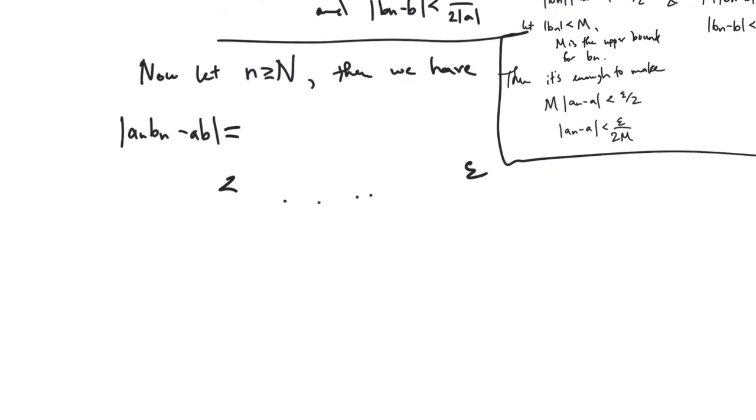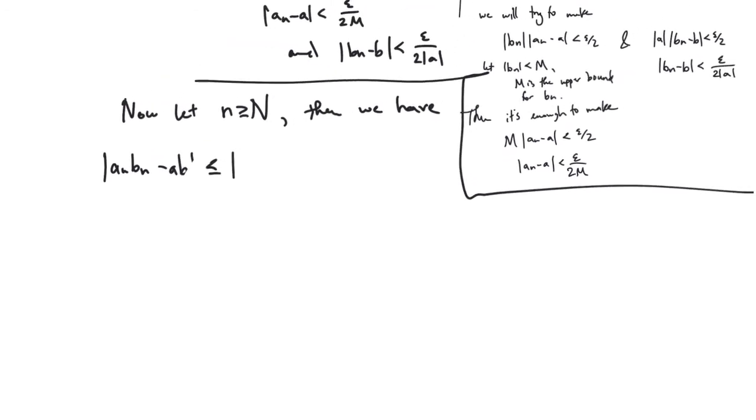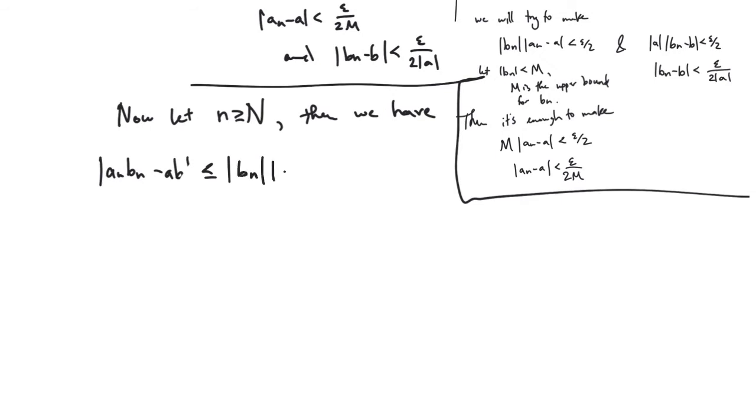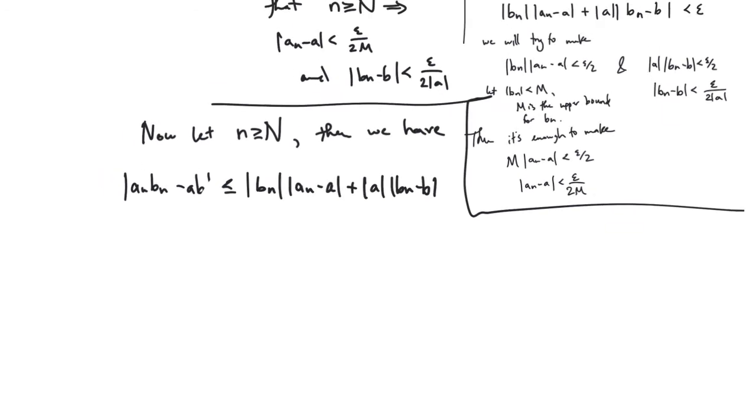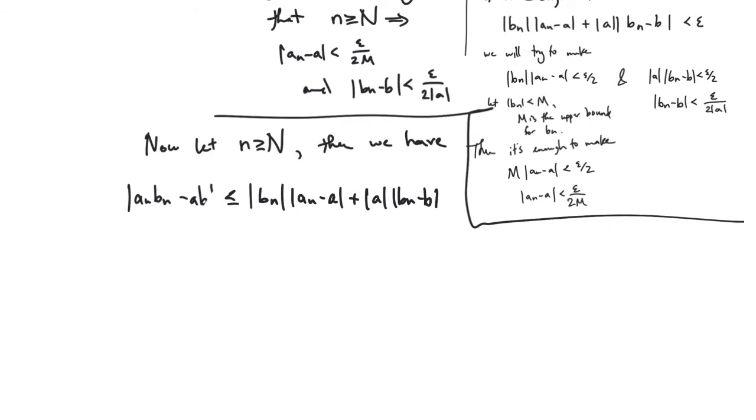You begin by doing that weird trick with the adding and subtracting at the beginning, but it amounts to, I can just say, this is less than or equal to, what did we end up with? Bn, an minus a plus absolute value a times bn minus b, right? And then what can we do with that? Well, we chose the n so that this would be true. An minus a is less than epsilon over 2 big M. And also bn minus b is less than epsilon over 2 absolute value a.